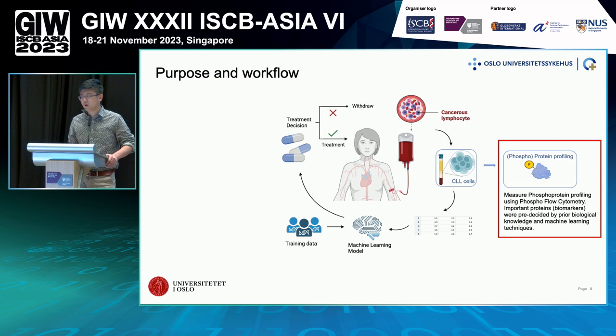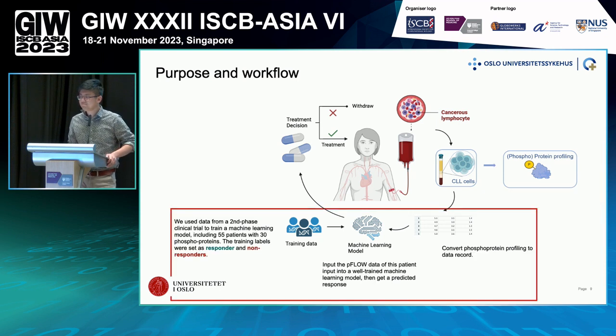Important proteins, biomarkers, were pre-decided by prior biological knowledge and also the machine learning techniques that we found in the training process. After that, we can convert this phosphoprotein profiling to a numeric data record. And we can input this phosphoflow data of this certain patient into a well-trained machine learning model, then get a predicted response. But how do we get this well-trained machine learning model?